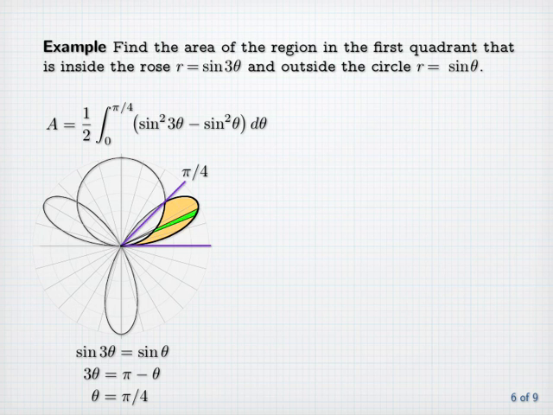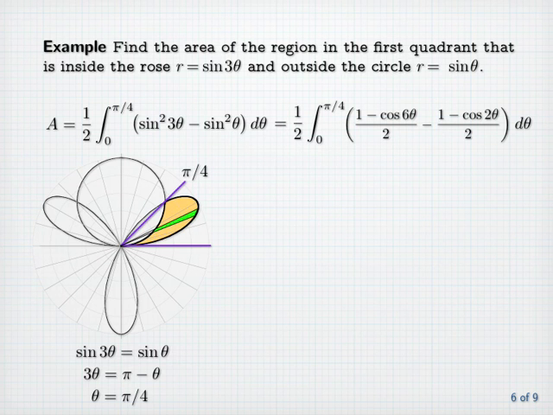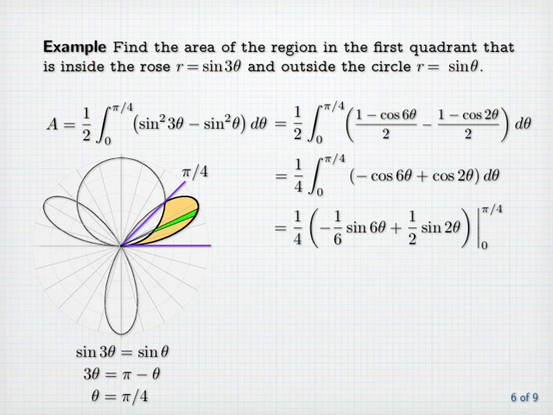To compute the integral, we'll first rewrite sine squared theta as 1/2 of 1 minus cosine 2 theta, and sine squared 3 theta as 1/2 of 1 minus cosine 6 theta. Now simplification gives us 1/4 the integral from 0 to pi over 4 of minus cosine 6 theta plus cosine 2 theta d theta. An antiderivative of minus cosine 6 theta is minus 1/6 sine of 6 theta, and an antiderivative of cosine 2 theta is 1/2 of sine of 2 theta.